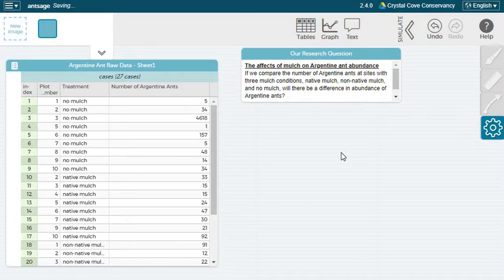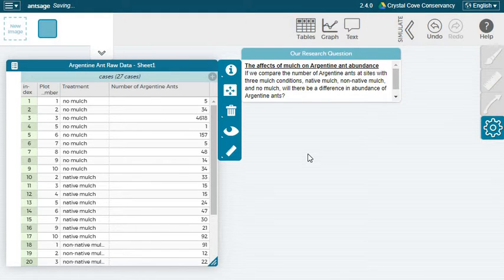I just wanted to give you all a quick crash course in how we can analyze our Argentine ant abundance data to look for trends and see if we could figure out if there were more Argentine ants in one mulch plot type than the other.